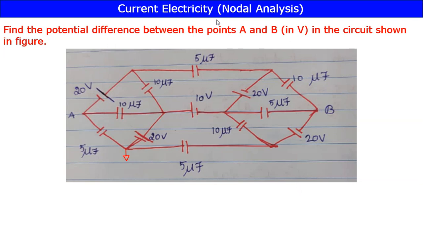In this video, we are going to discuss one of the interesting questions from the chapter current electricity, and it is based on the concept of nodal analysis. Okay, let us take the question. Find the potential difference between the points A and B in volts in the circuit shown in the figure.